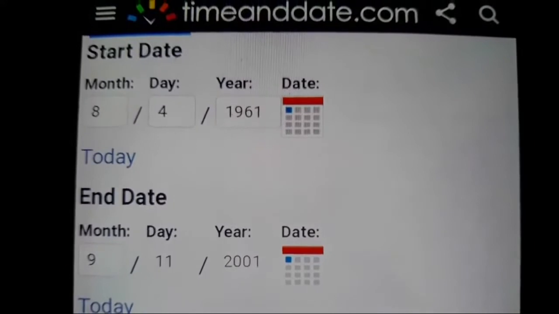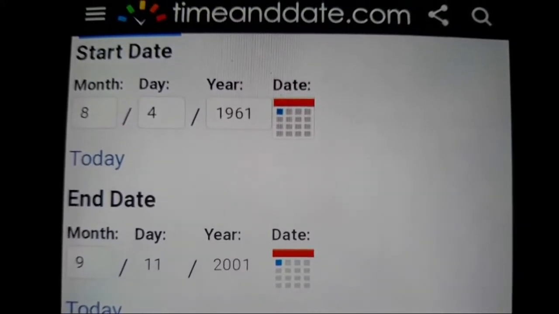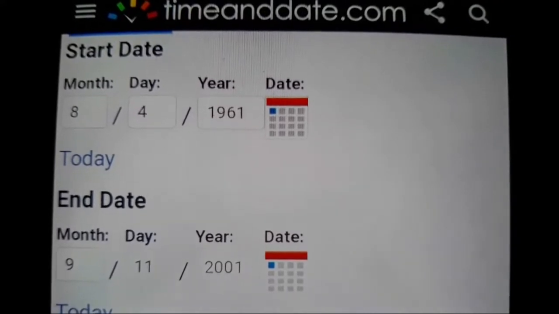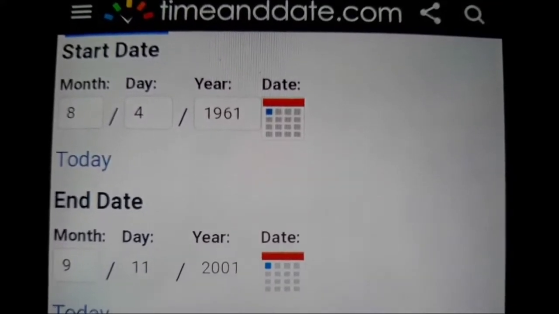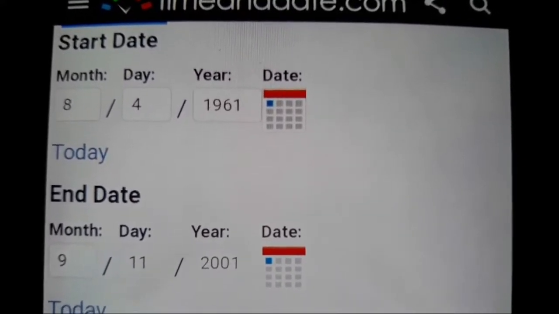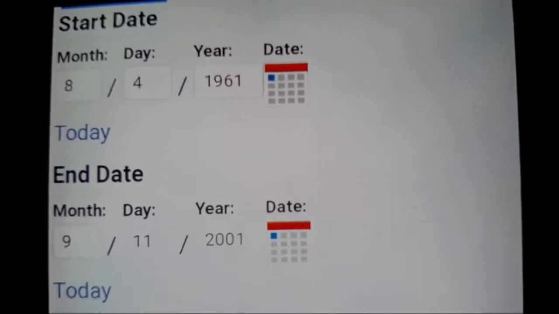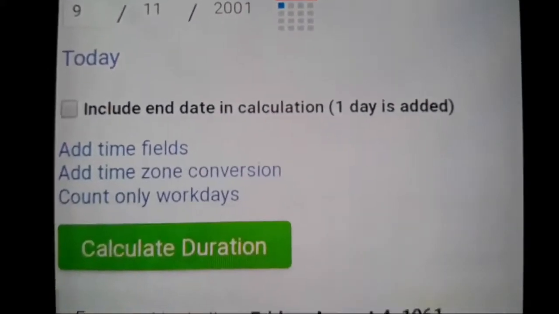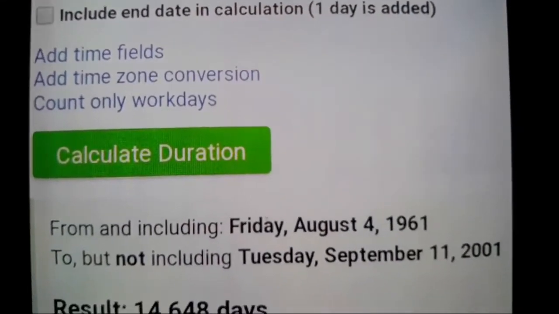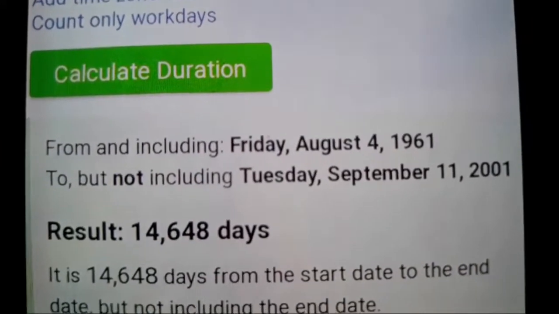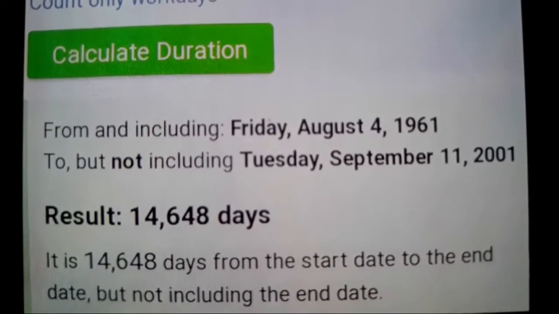So from Obama's birth date to 9/11/2001, when the Twin Towers came down, okay? Obama's birthday to 9/11/2001. Let's see how many days is in between this. Look at the days, will you? Look at the days. Can you see it? Or do I have to explain it to you?